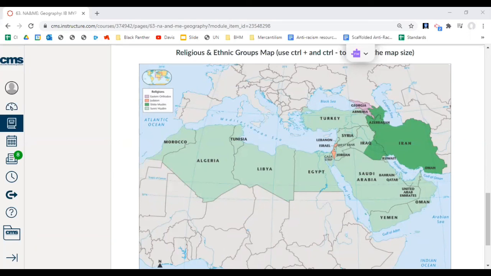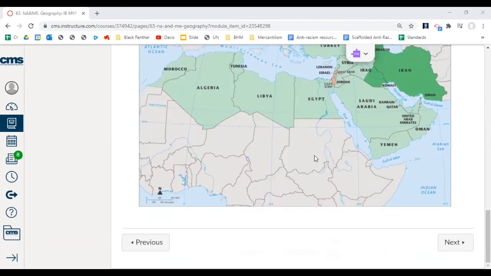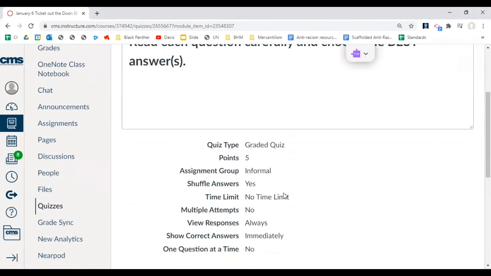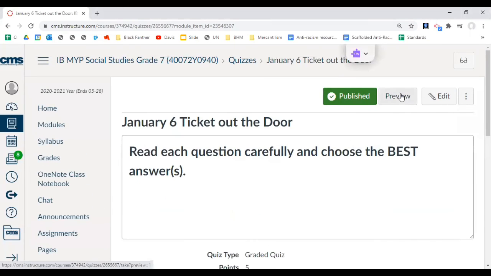All right, so you should be done right now with this assignment completely. If not, it is part of your asynchronous work today. But everybody go to the ticket out the door, please. The ticket out the door should be on the next page. All right, let's get 100% all around, y'all. Make sure you take your time and do this well. You can probably guess what the questions are going to be.